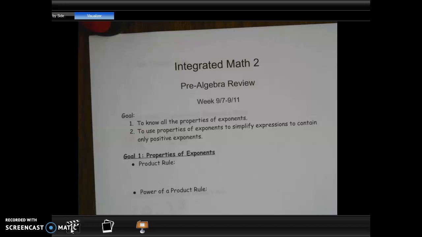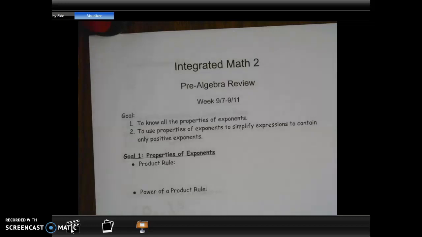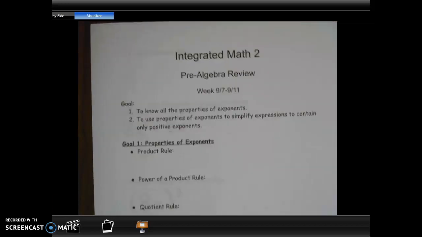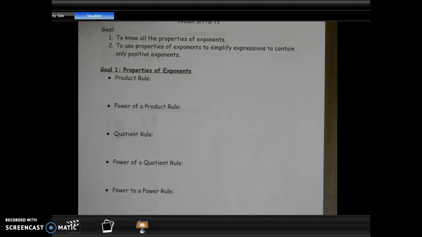So today we have two goals. We're going to know all the properties of exponents, and we're going to use the properties of exponents to simplify expressions to contain only positive exponents. So this is a review again. So here we go. Goal number 1, properties of exponents.